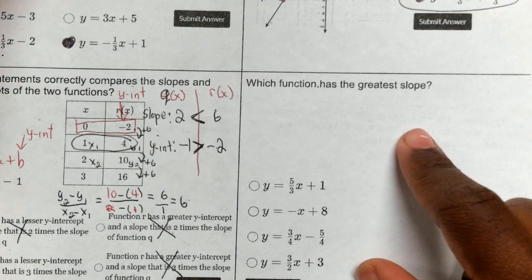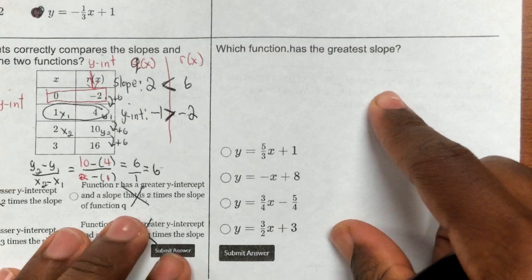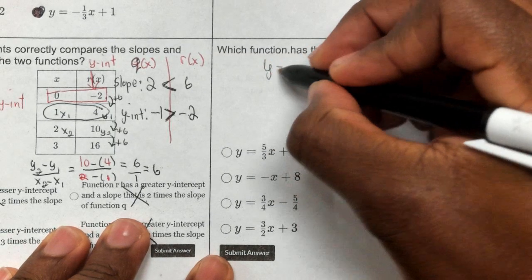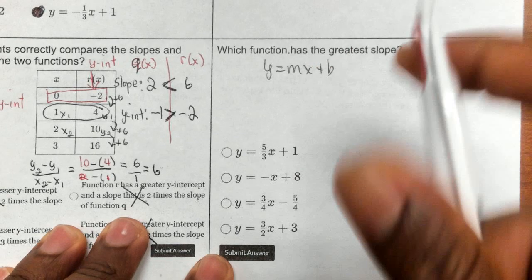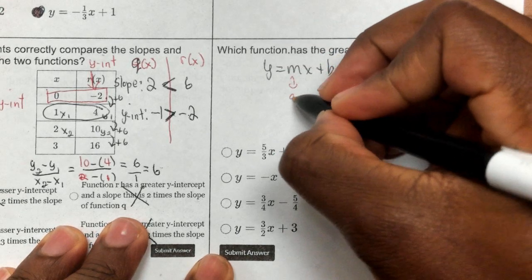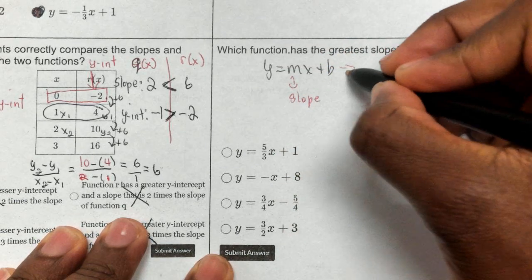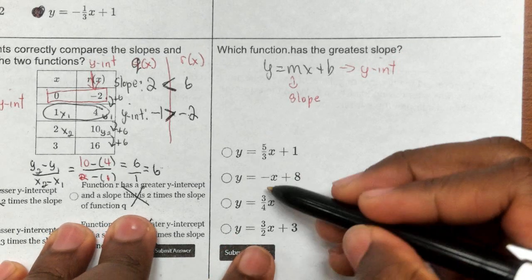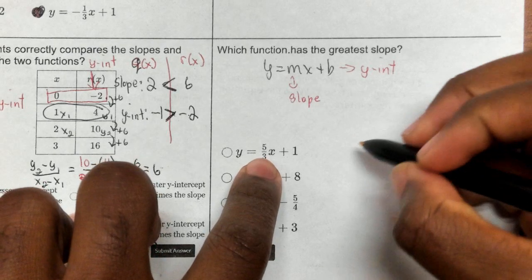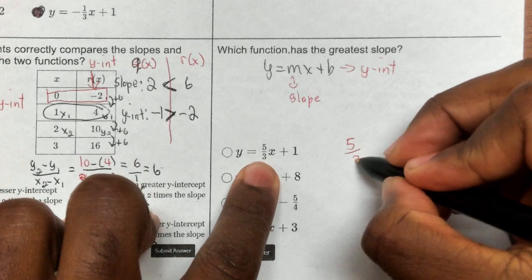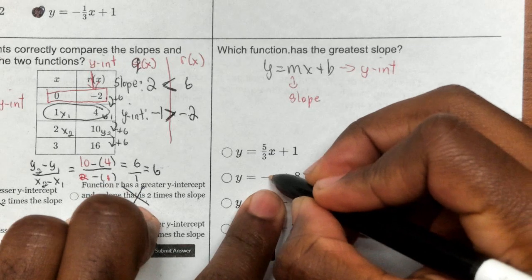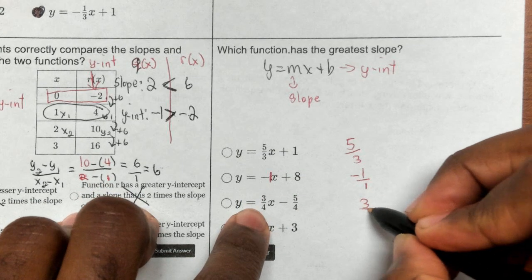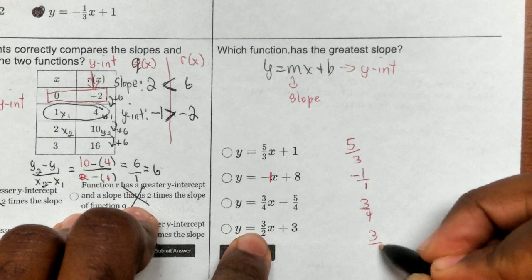Now the last one. It says, which function has the greatest slope? All of these are in the form y equals mx plus b, where we know m represents the slope and b is the y-intercept. When I look at all these equations, for this equation, the slope is 5 over 3. For this equation, in front of the x is a -1, or -1 over 1. For this one, it's 3 over 4. For this one, it's 3 over 2.